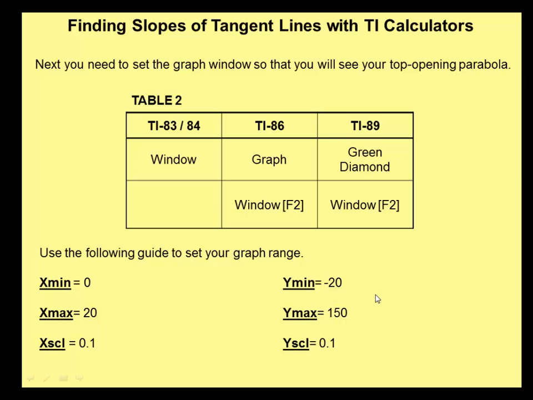Your y min, make it negative 20. Don't worry about the number here. It's just going to help to see it on the screen. Put in a y max of 150 and a y scale of 0.1. Again, hit pause if you need more time.